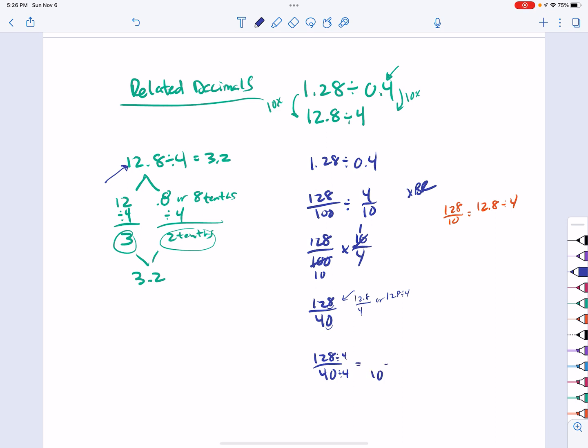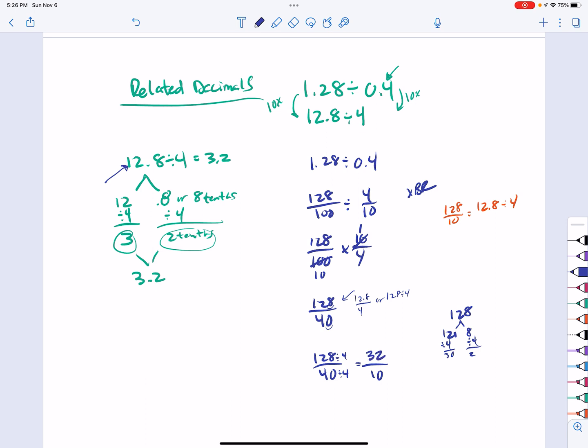So we have this is 10. So 100, I'm going to do this like branching mentally. This is a 120 and an 8. So 120 divided by 4 is 30. And 8 divided by 4 is 2. So 128 divided by 4 is going to be 32.